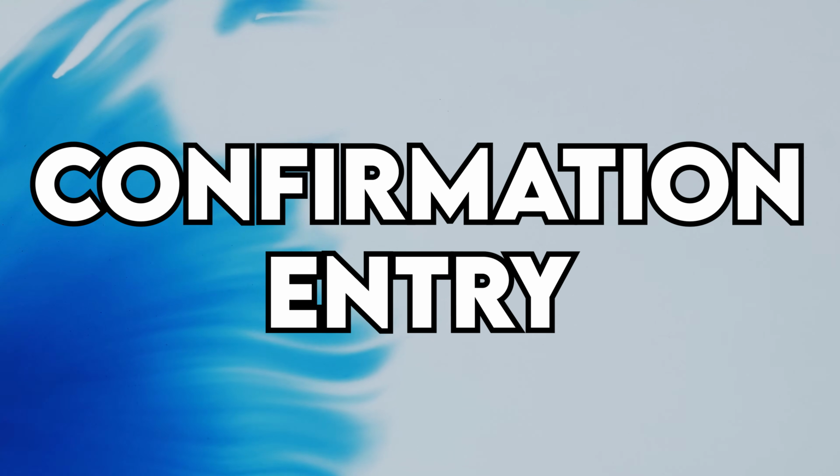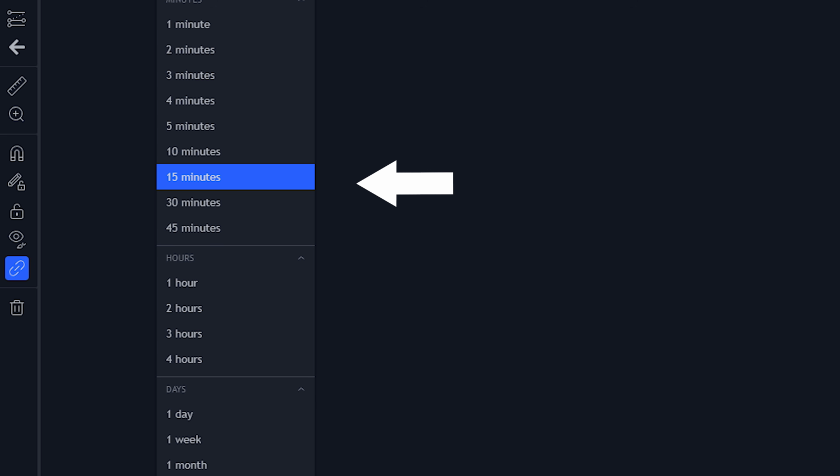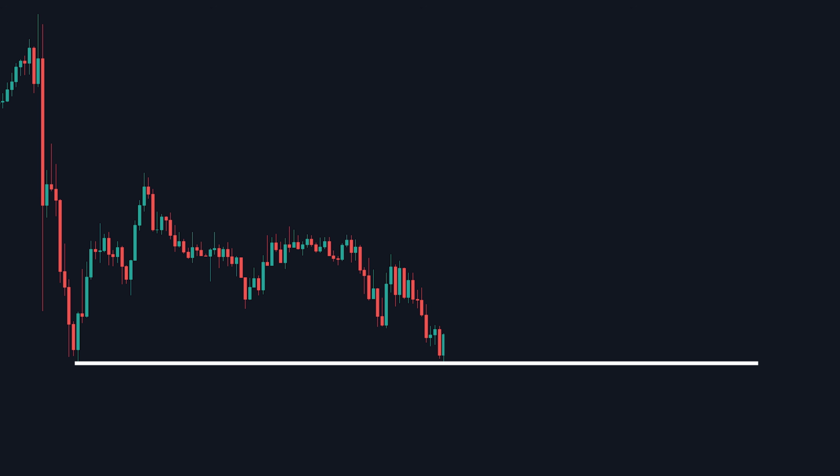Introducing the confirmation entry. So here we're looking at GBP JPY. This is going to be another short trade. Right now we're on the 15-minute time frame. So as you can see, price made this massive low and started consolidating. What we want to see from here is a break of structure moving downwards, which is exactly what we get right here. So far, so good.